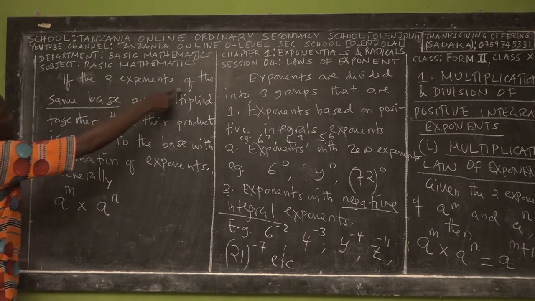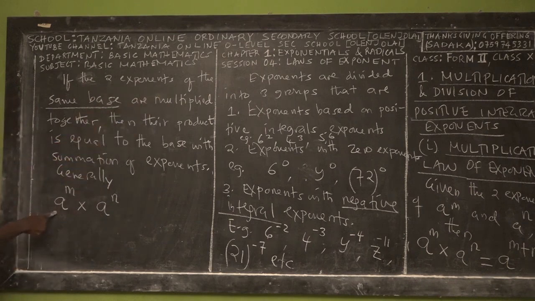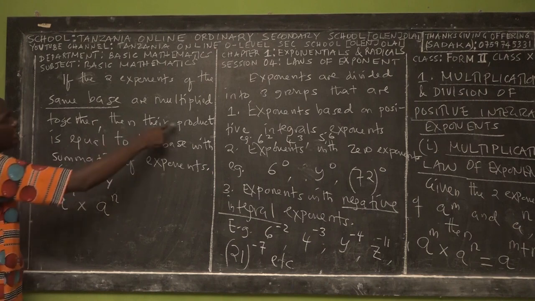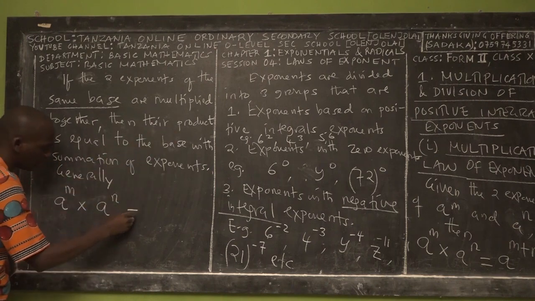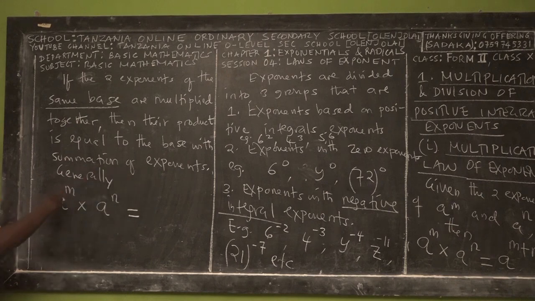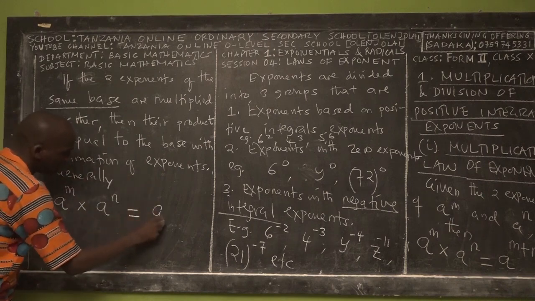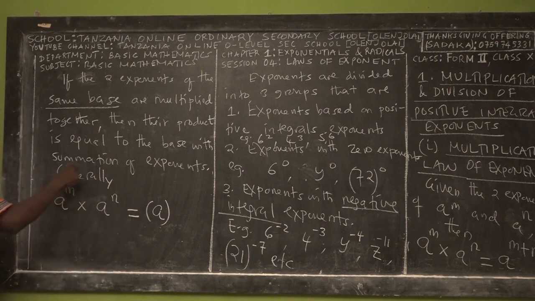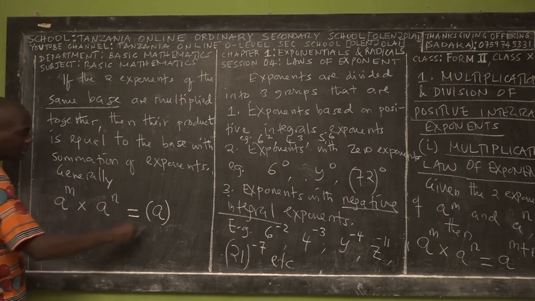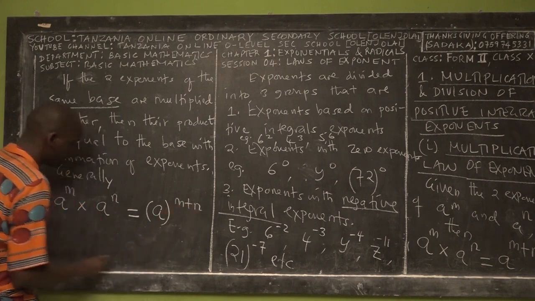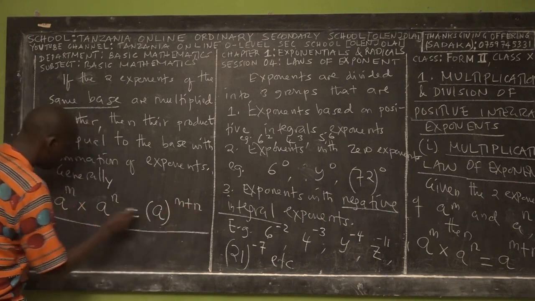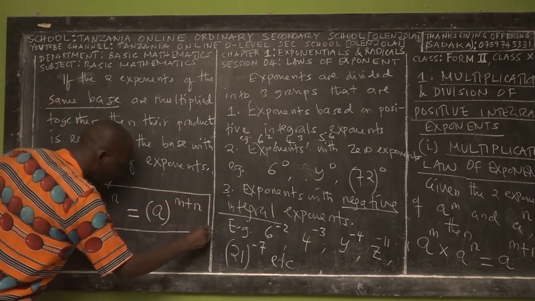Because if two exponents of the same base, the base here is a, and the base here is a, right, are multiplied, this is multiplication, yes, multiplied together, then the product is equal to the base, which is a, raised to the summation of the exponents. The exponent of a here is m, and the other is n, so the summation is m plus n. So this is the law of multiplication of exponents. You have to remember it for the rest of your life.